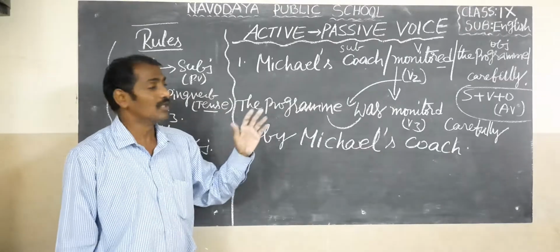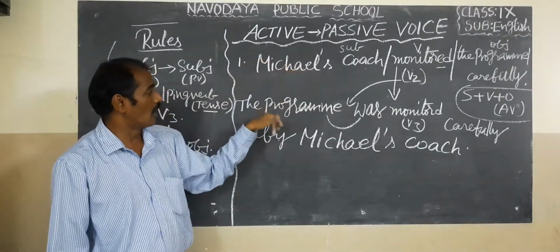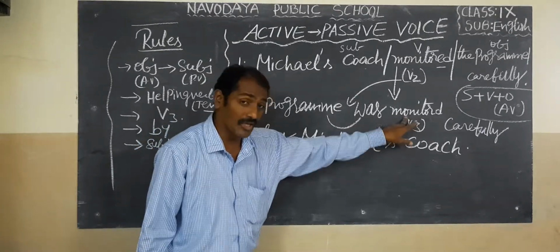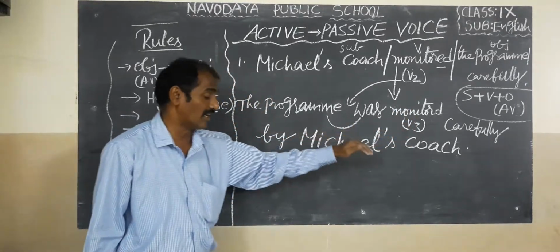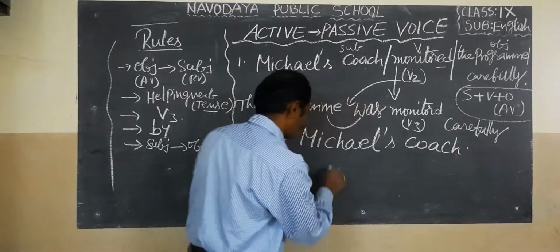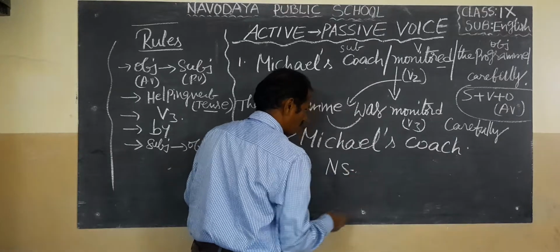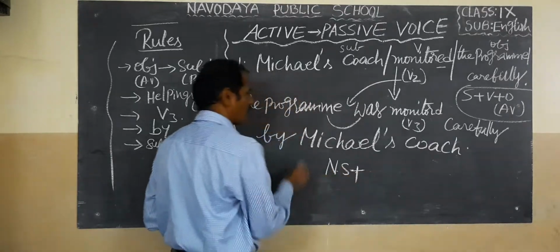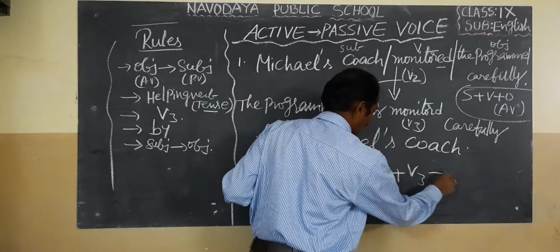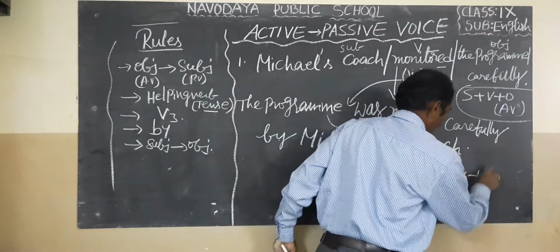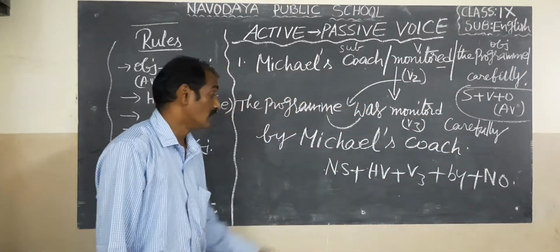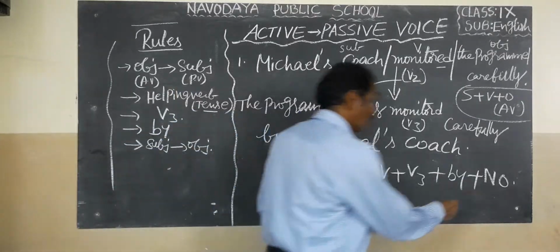So the first element is the object becoming the subject. The second is the helping verb. The third is V3. The fourth is by, and the fifth is the subject becoming the object. Passive voice also has five elements: NS means new subject, the object that became the subject, then the helping verb, then V3, then by, then the new object. NO means new object.